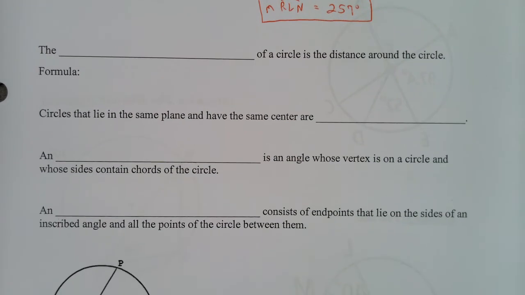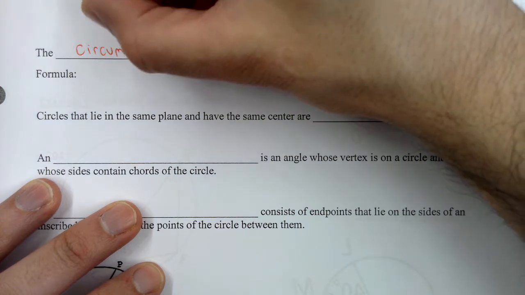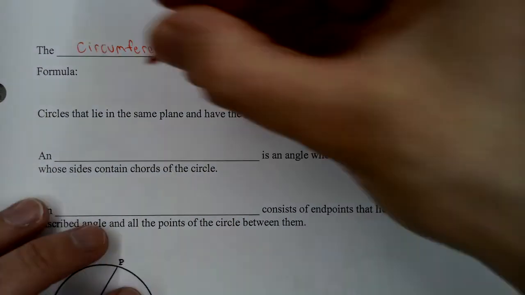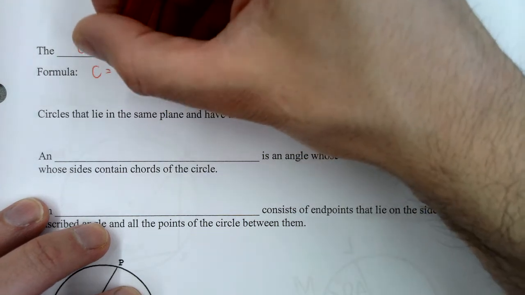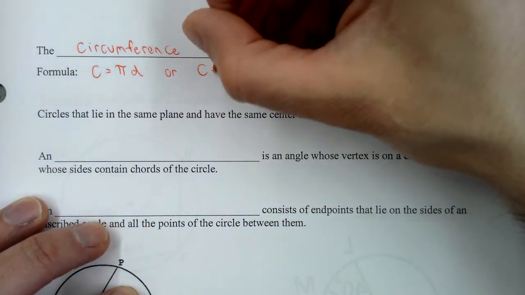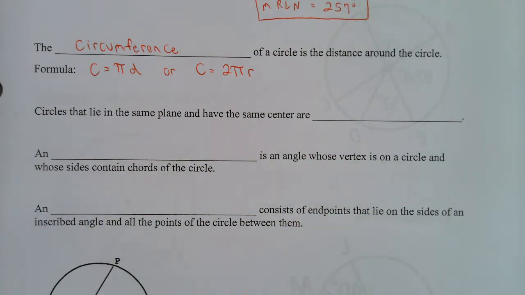Okay, this next definition is called the circumference. The circumference of a circle is the distance around the circle. The formula is circumference equals pi times diameter, or you can use the formula circumference equals 2 times pi times radius, because 2 times the radius is the diameter. We're not going to do anything else with that today.